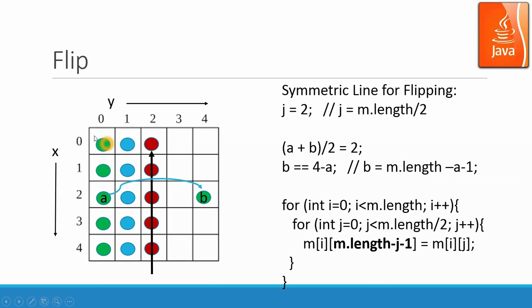So we start from row 0. And for each row, we calculate the original j, starting from 0. We copy over the column here, now m.length minus 1, up to the center line, that would be m.length divided by 2. So this will finish the flip function. Each green column will be copied over here, blue as well, red will not be changed.